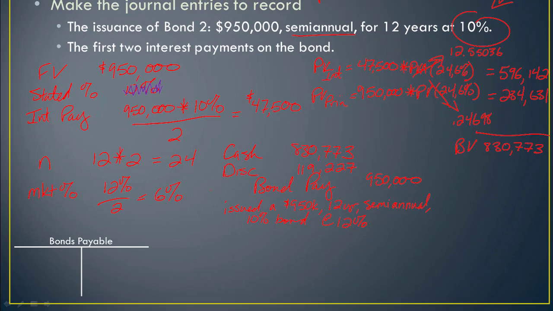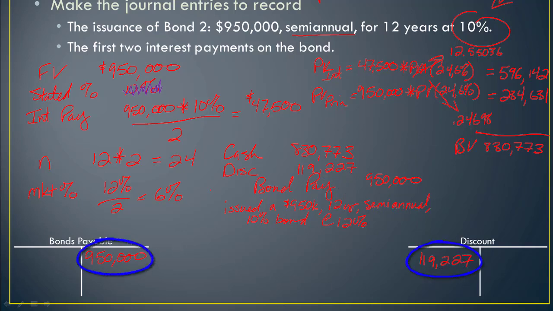So here's my bonds payable account. Here's my discount account. We'll put in bonds payable of 950 and my discount of 119,227. And you can see, since this one's got a credit and this one's got a debit, if I wanted to put bonds payable net on my balance sheet, I'd subtract the 119 from the 950 and I'd get what the bond is worth right now. That's what makes that my book value and makes sure that the discount reduces the bond value.